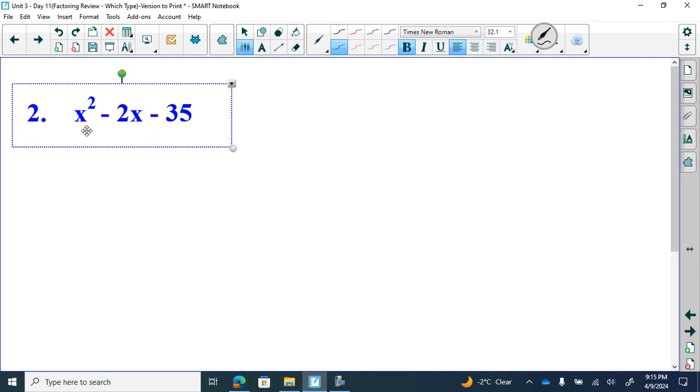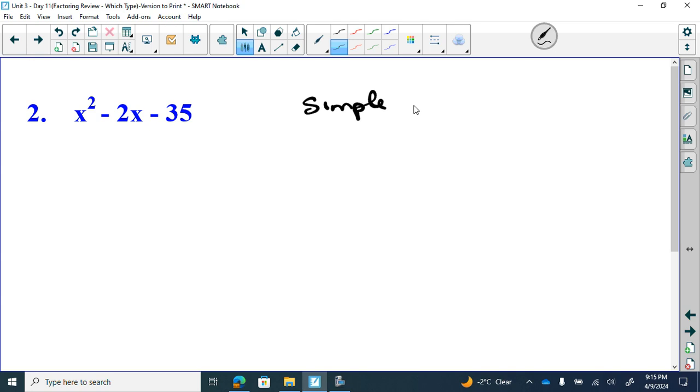Number 2, here's an example of a trinomial. First thing I should try is take out a common factor. There is nothing common to 1, negative 2, and negative 35, and all 3 of those terms don't have an x. This is a simple trinomial.